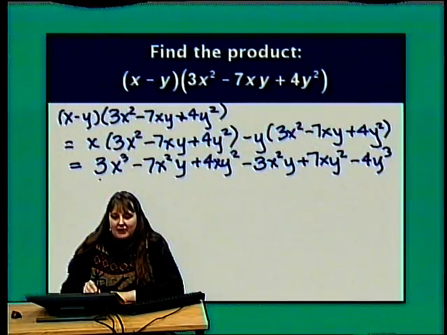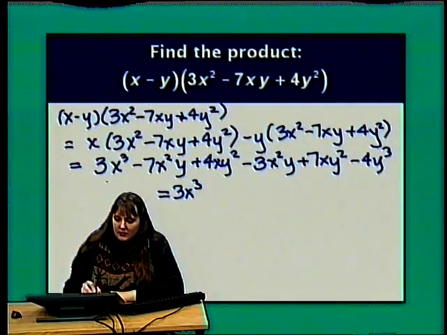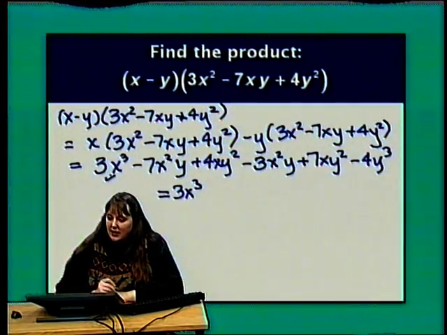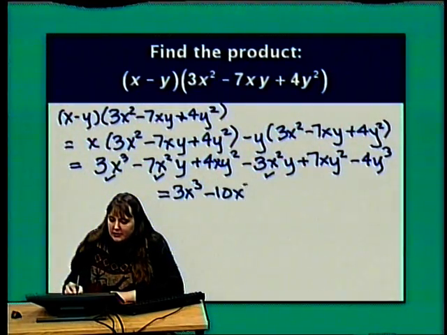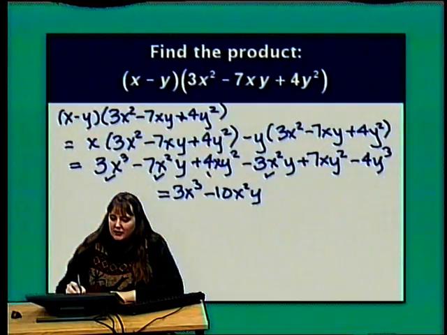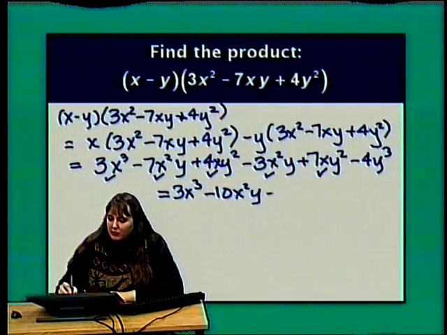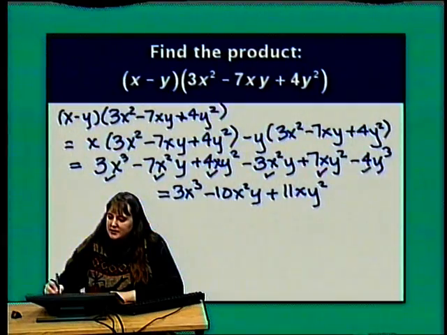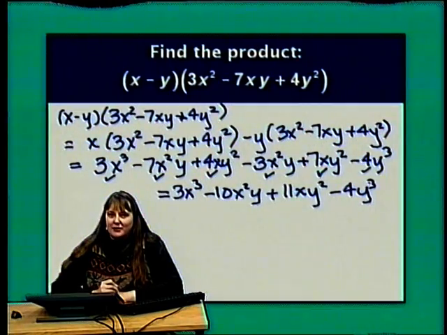3x cubed doesn't have any like terms, so I'm just going to write that down. Negative 7x squared y is a like term with negative 3x squared y. When I combine those, I get negative 10x squared y. 4xy squared has this like term 7xy squared. When I add those, I get plus 11xy squared. And then my last term is negative 4y cubed. And we've simplified this without a table. This concludes Lesson 5.